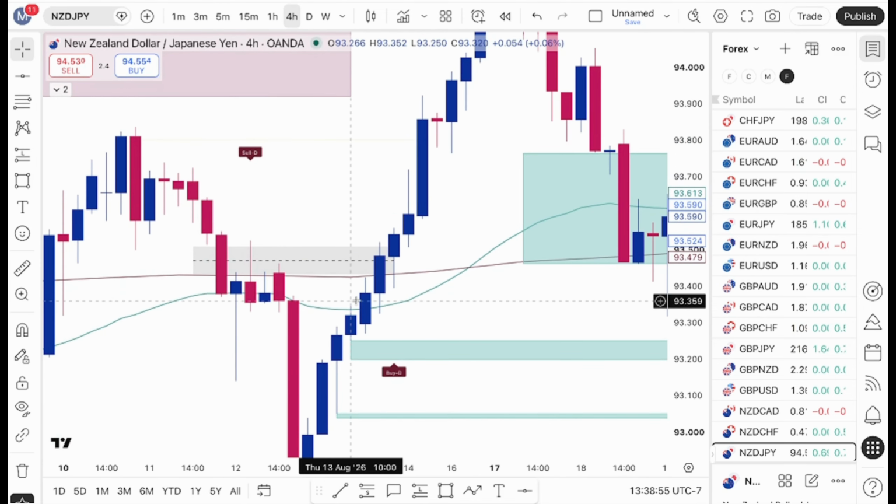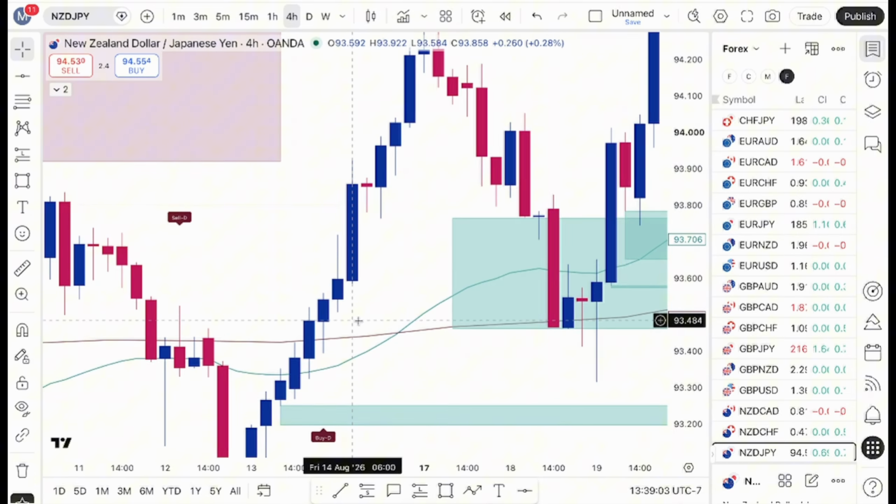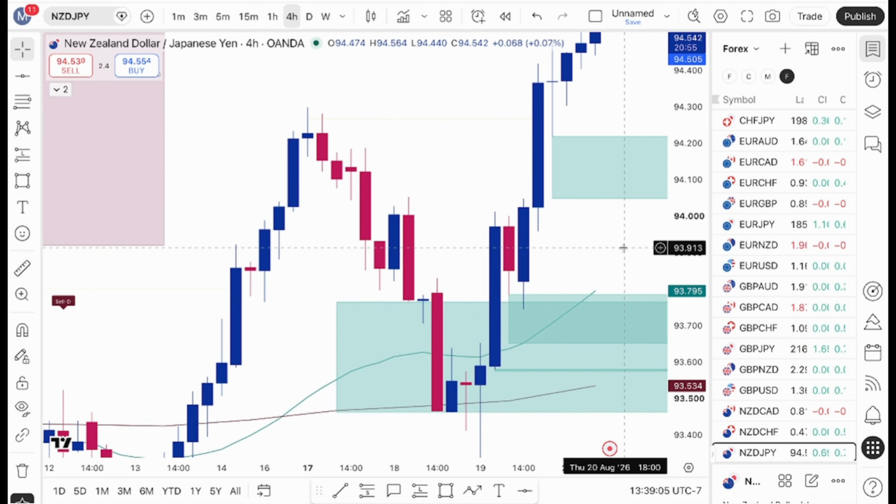And then this one right here, even though you got an alert signal, it is not out of a fair value gap. So I would not have taken this, but I mean, it still continued up.